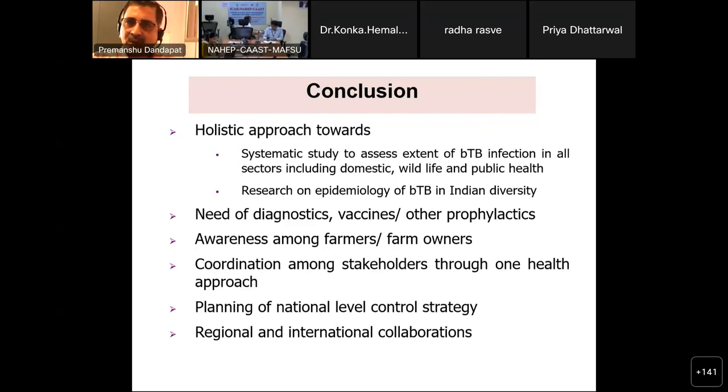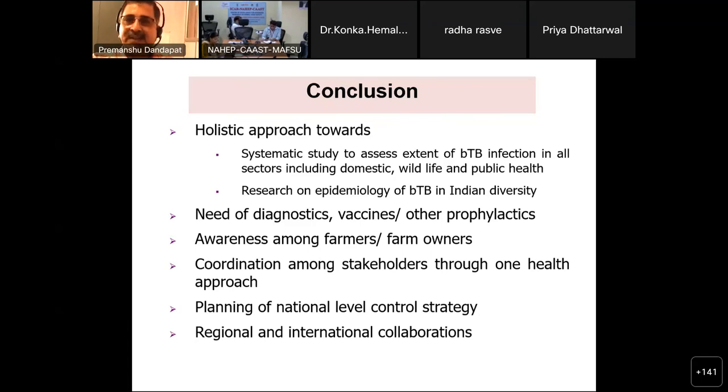We have to do a lot of research on the epidemiological aspects, mostly on the risk factor analysis. We have to make the farmers and the farm owners aware about this bovine tuberculosis, why it is important, because they cannot see the chronic disease like they see acute diseases like HS, anthrax, or even the LSD. So we have to make them aware why it is very much important.